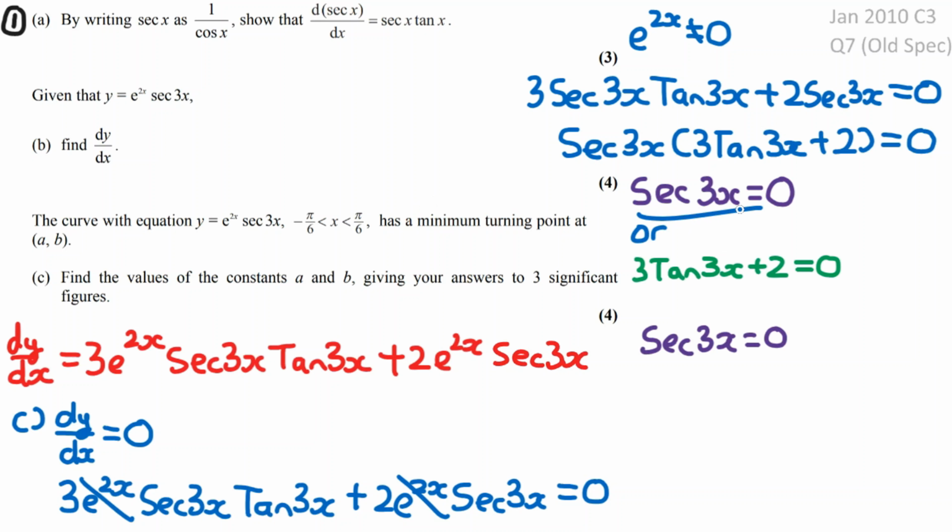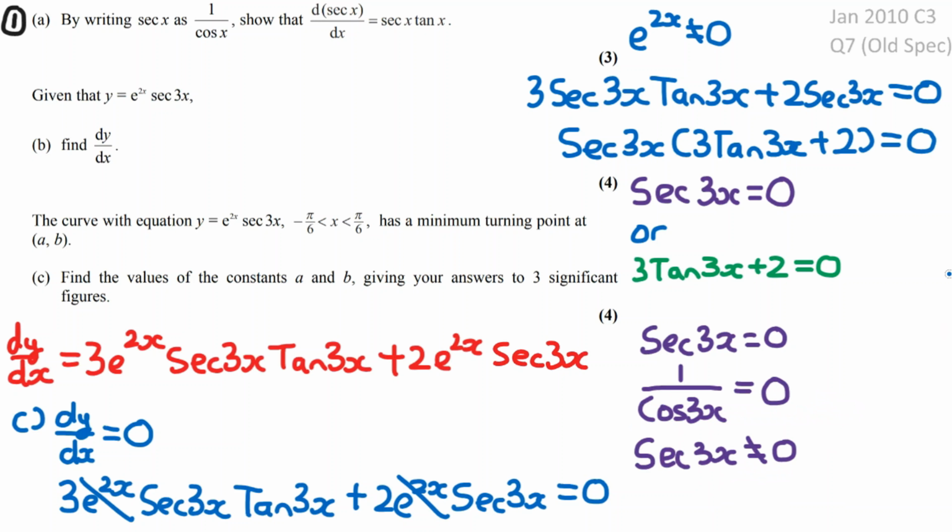So let's focus on the sec of 3x being equal to 0. So remember, sec of 3x can be written as 1 over cos of 3x, but you can't have 1 divided by something equal to 0. That's just not possible. So therefore sec of 3x cannot be equal to 0. So this isn't a solution. So therefore the only possible solution is when 3 tan of 3x plus 2 is equal to 0.